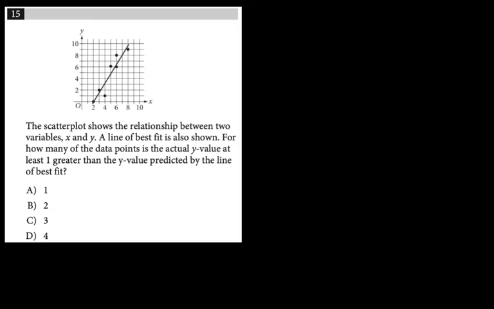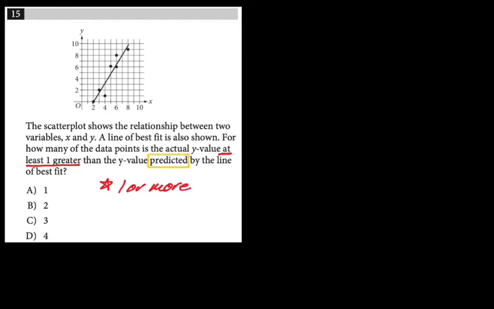Reading, man. A line of best fit is also shown. For how many of the data points is the actual y value at least 1 greater than the y value predicted by the line? Okay, so at least 1 greater means it's going to be 1 or more, than the y value predicted by the line.